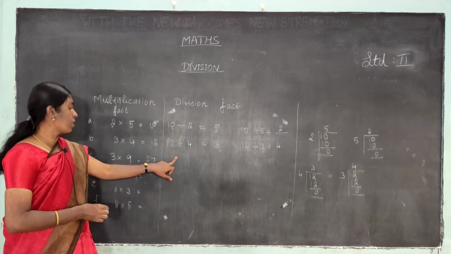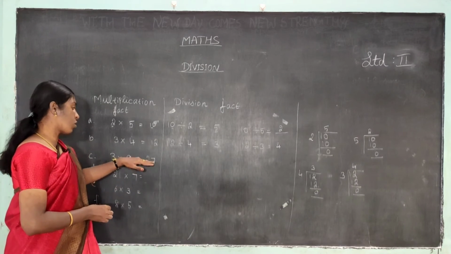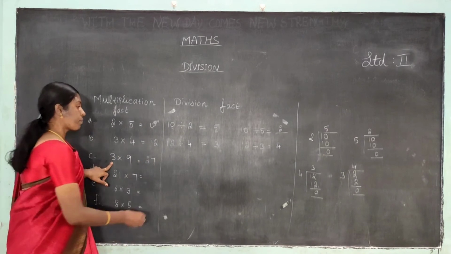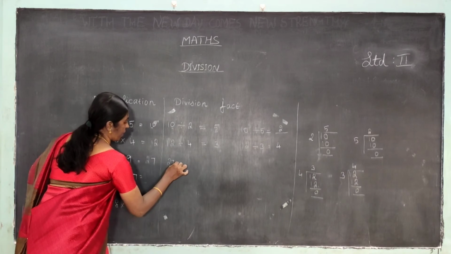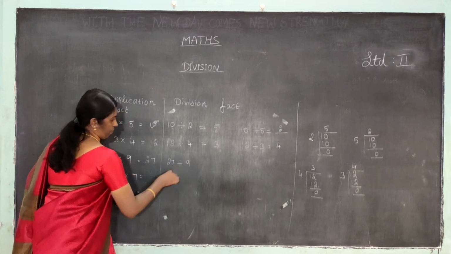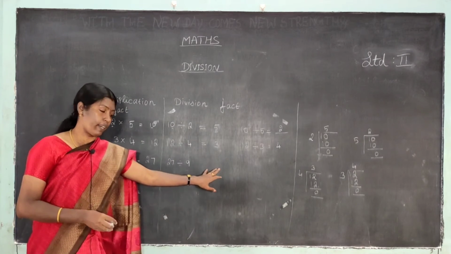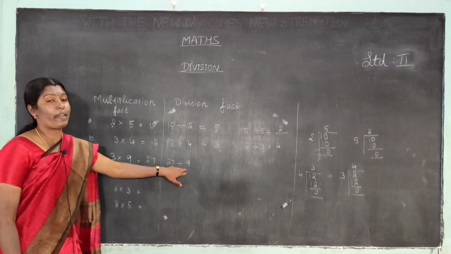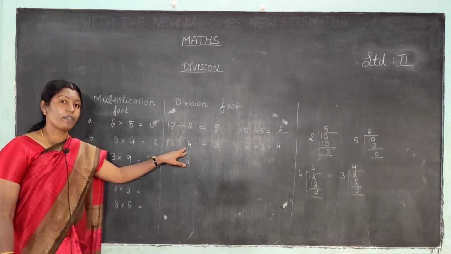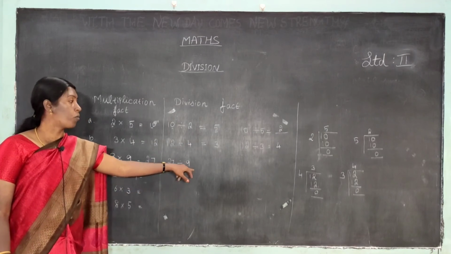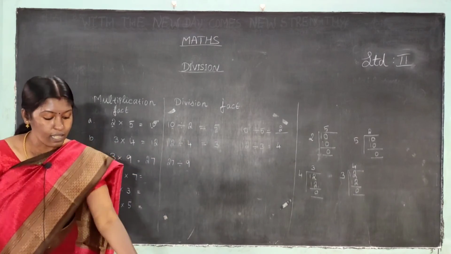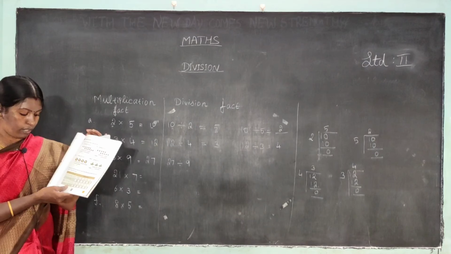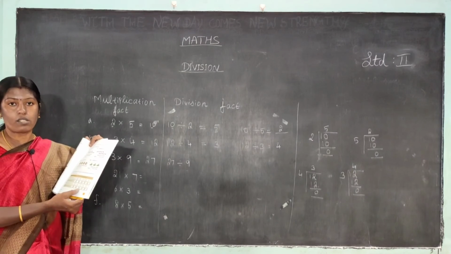And next, what comes? 27. We can divide 27 by 9 first, or we can divide 27 by 3 also. Just write here 27 divided by 9 first. What is the answer here? You write here. Next, we already divided 27 by 9, so again we divide 27 by 3. Write that and write the answer. Same thing for the last one also. 4 6s are 24. You do this as homework, the last two.